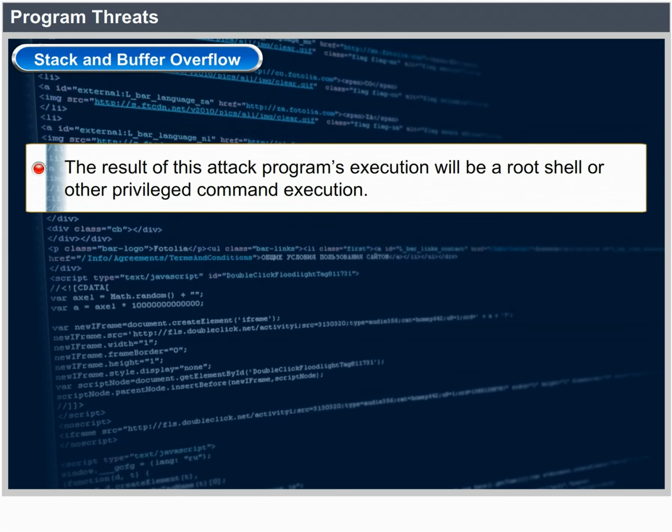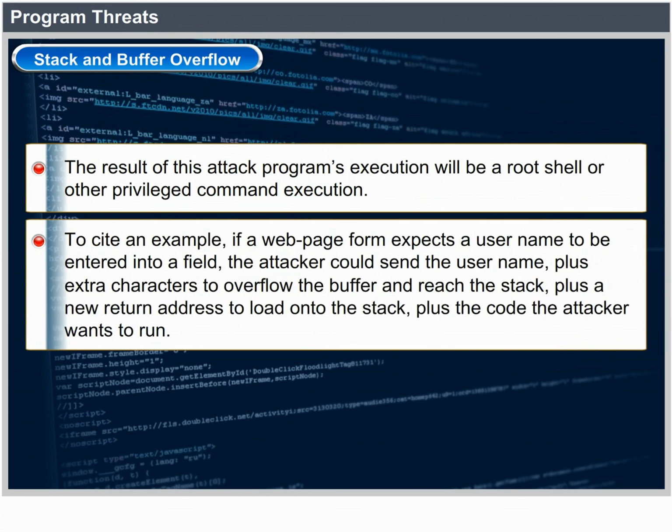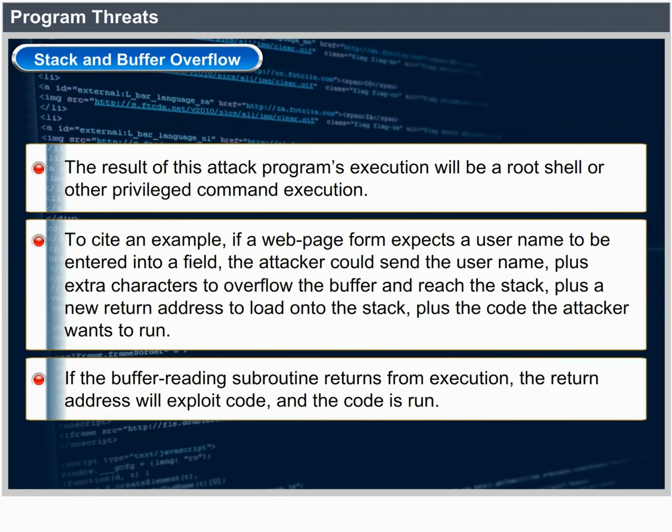For instance, if a web page form expects a username to be entered into a field, the attacker could send the username plus extra characters to overflow the buffer and reach the stack, plus a new return address to load onto the stack, plus the code the attacker wants to run. When the buffer reading subroutine returns from execution, the return address is the exploit code and the code is run.